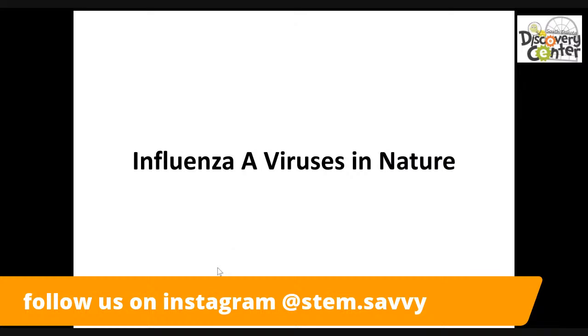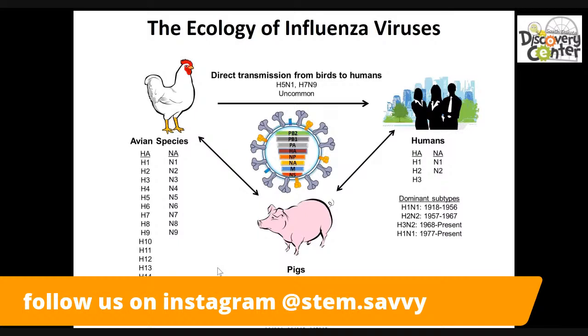Influenza viruses exist in nature. They exist not only in humans, they also exist in birds and in pigs and in many other animal species. What this shows here is the movement of influenza viruses from birds into pigs, from pigs back into birds, and then from pigs into humans and vice versa.